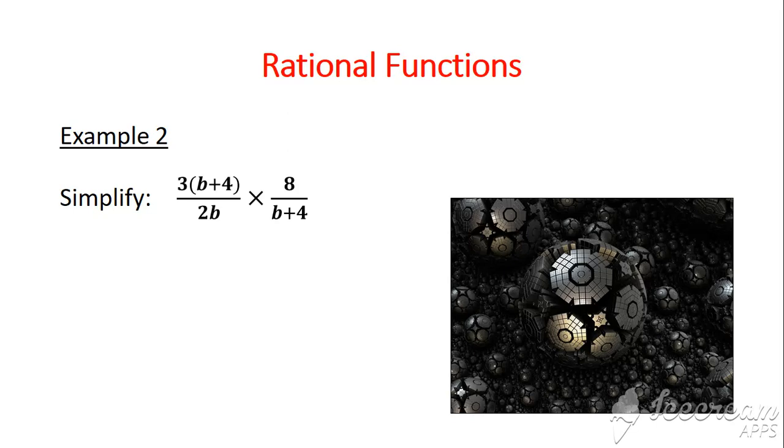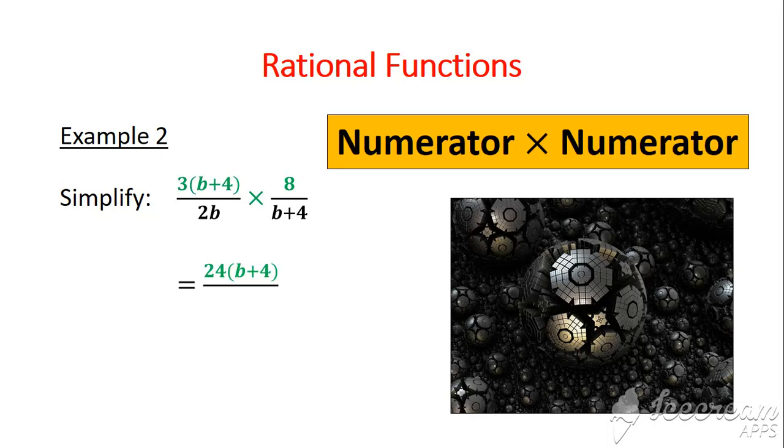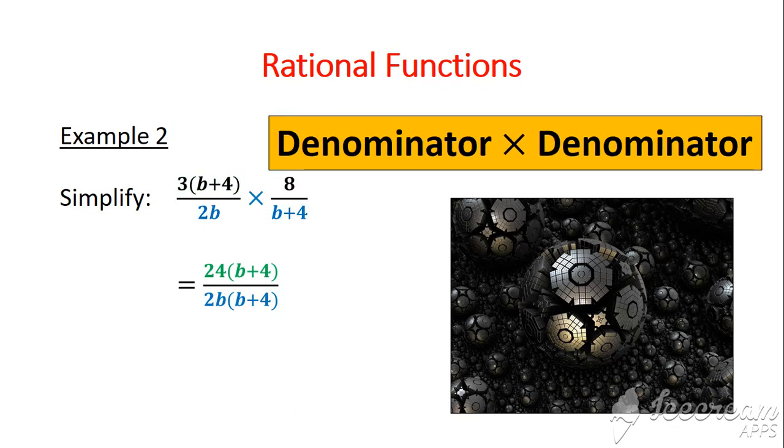All right, let's move on to example 2. Let's multiply 3 bracket b plus 4 over 2b times 8 over b plus 4. So top times top, numerator times numerator. So we get 3 times b plus 4 times 8. 3 times 8 is 24, bracket b plus 4. And denominator times denominator, bottom times bottom. So we're going to get 2b times, let's put it in brackets, b plus 4.